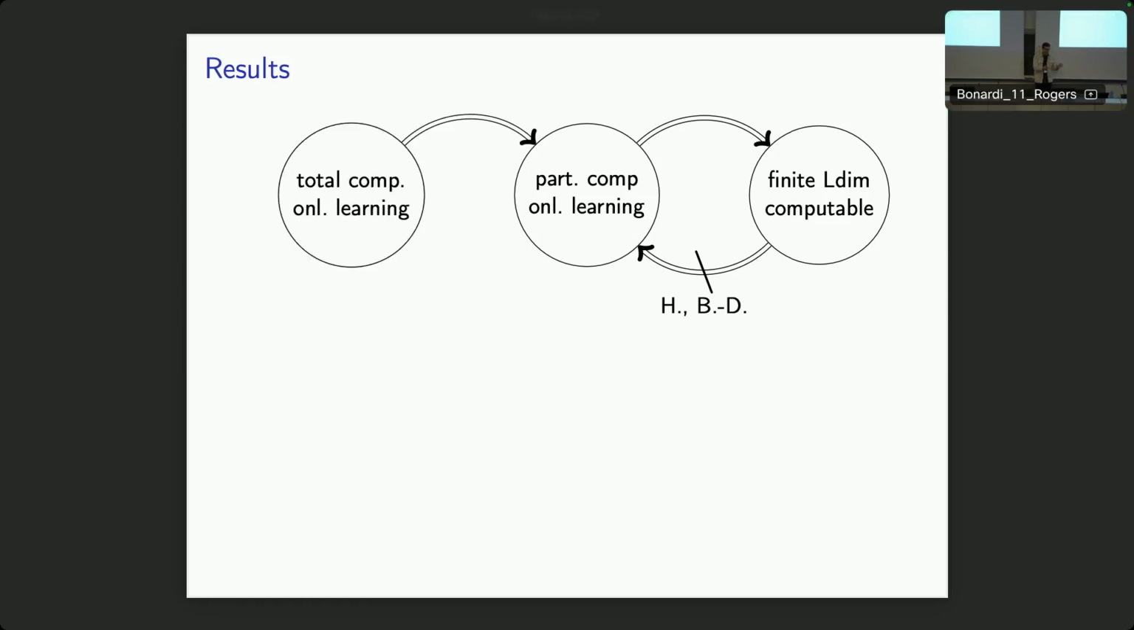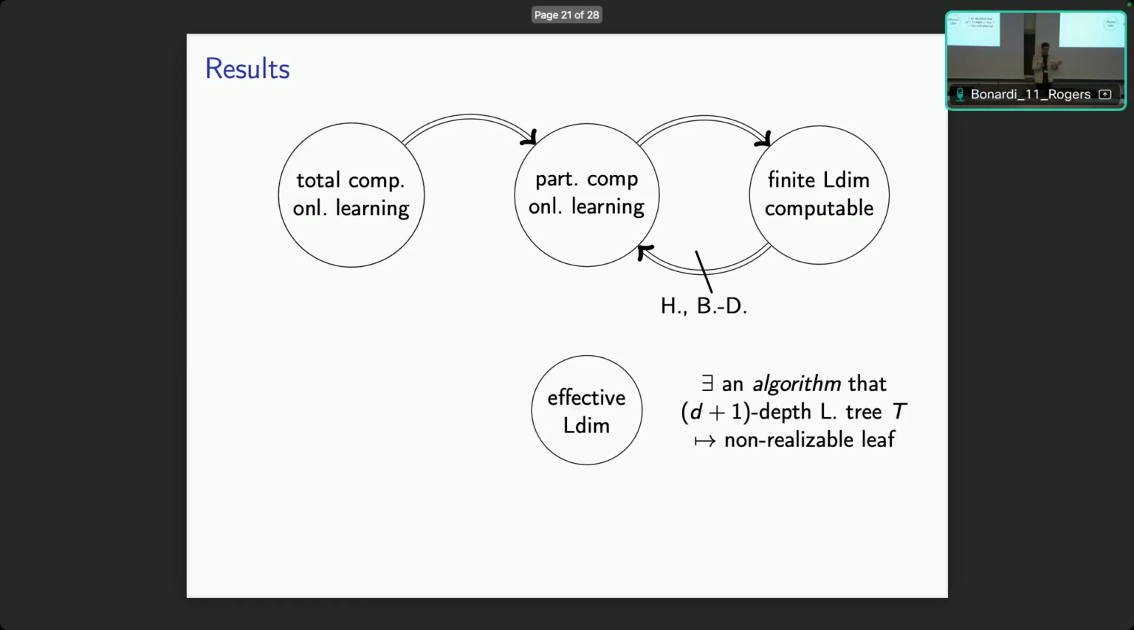Another condition that I'll introduce now is the stronger version of computable learning. This is total computable online learning, where my learner always halts, even on data that I'm not allowed to see, even on non-realizable training samples. Certainly that implies the weaker partial computable online learning. Now I'm going to introduce a new dimension.